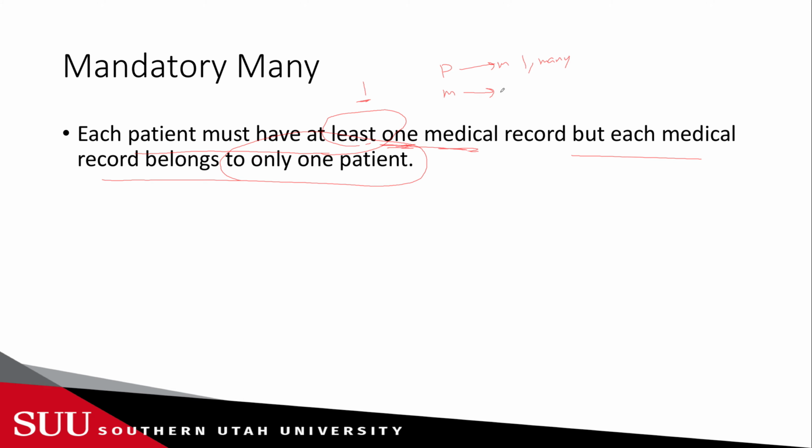Okay, so from medical record to patient, what is my minimum? It says each medical record belongs to only one patient. So if I have a medical record, it must belong to only one patient. So it is minimum one, maximum one.